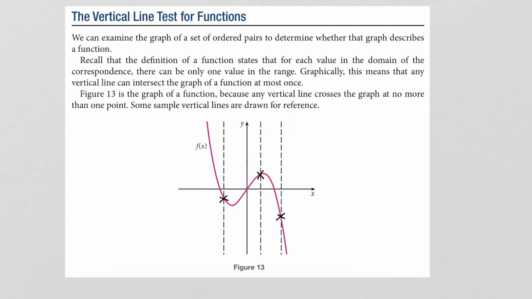Okay, so you can imagine that if I were to graph more vertical lines, every possible vertical line that I could graph would only hit the graph one time. So this graph that you see right here does represent a function because every possible vertical line only hits the graph once. Let's take a look at some other examples.